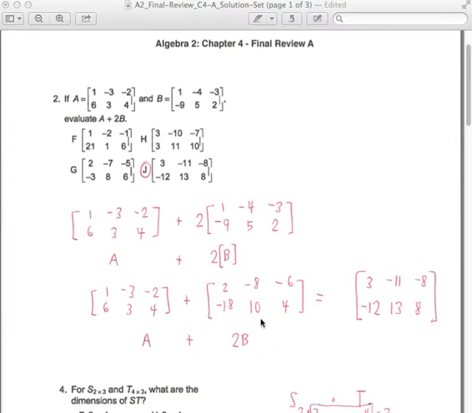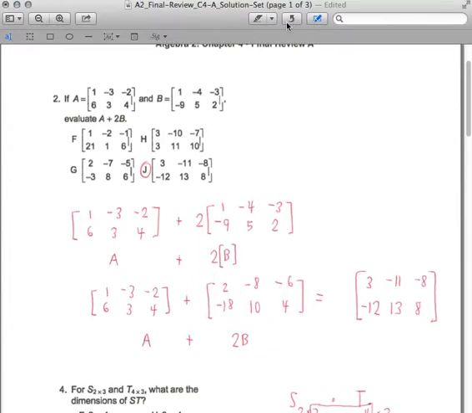And now this new 2 by 3 matrix is representative of 2 times matrix B. And you can see each entry is the entry from matrix B doubled. 1 times 2 is 2. Negative 9 times 2 is negative 18, and so on. Then we are adding this matrix with matrix A.